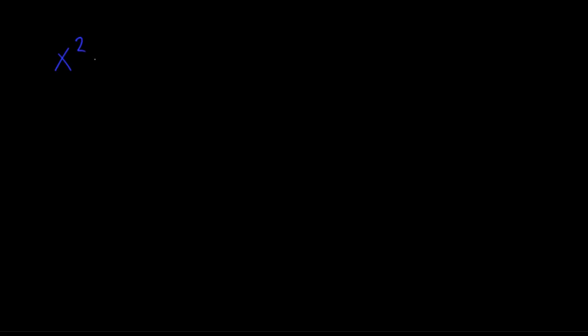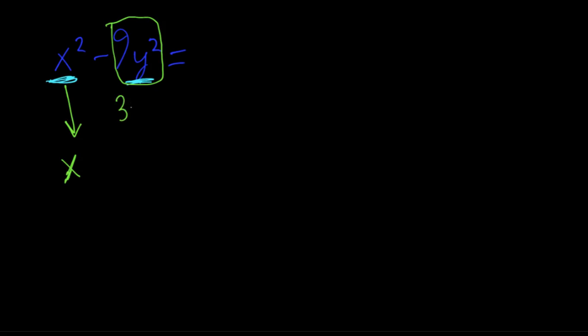X squared minus 9y squared. Okay, now we have two variables, right? We have x and we have y. But don't panic, because we can use the same thing that we've been using before. So the square root of x squared will give us x, right? We already know that. And now here we have 9y squared. Notice that 9 is a perfect square, because 3 squared is equal to 9, and y squared is also a perfect square, because you're simply squaring y.